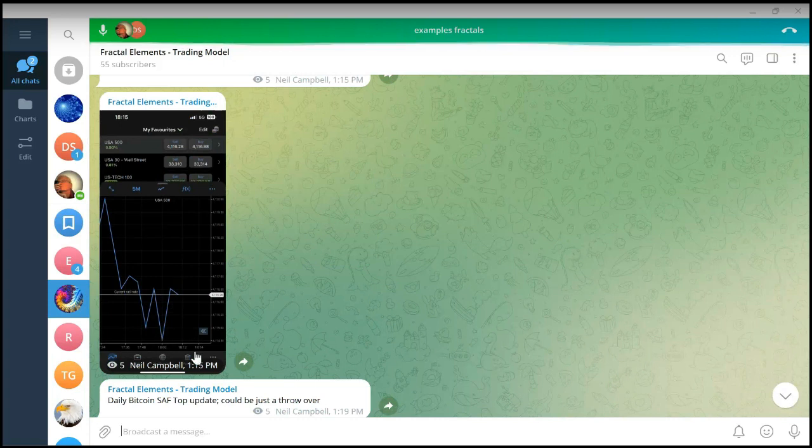He got that at 1:15. I don't know if that's our time, or if he's in London, so he's like 5 hours ahead of us. But one thing I want to mention right here: the fractals are similar in all markets. Now, we have a five-minute bottom here, 1, 2, 3, 4, 5. We saw that earlier at the beginning of our session, so put that in your memory.